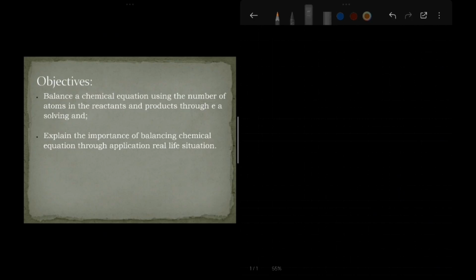For our first objective, you must be able to balance a chemical equation using the number of atoms in the reactants and products through solving. Second, you must explain the importance of balancing chemical equations through application in real-life situations.